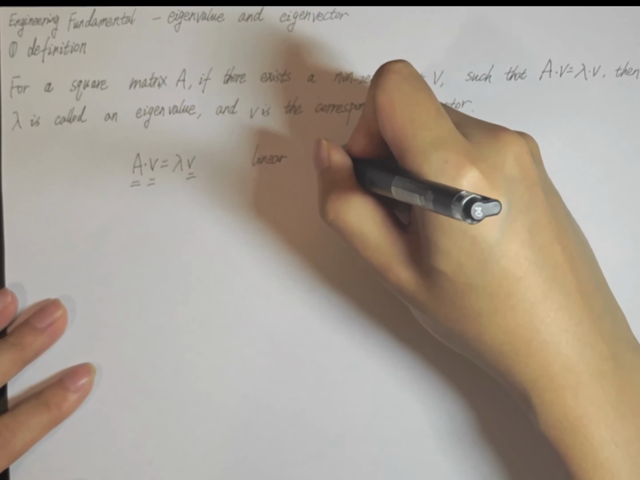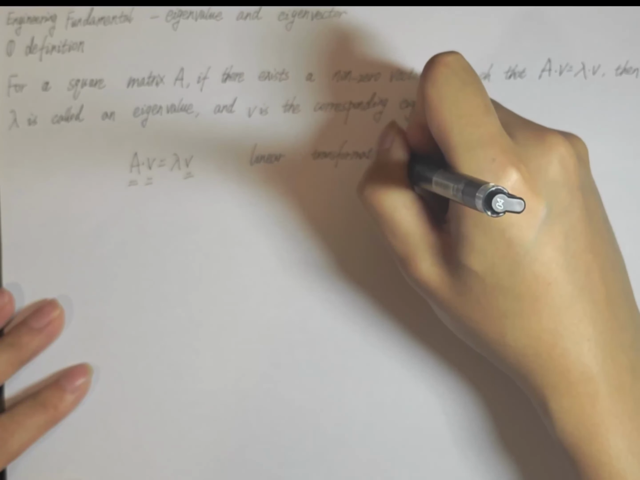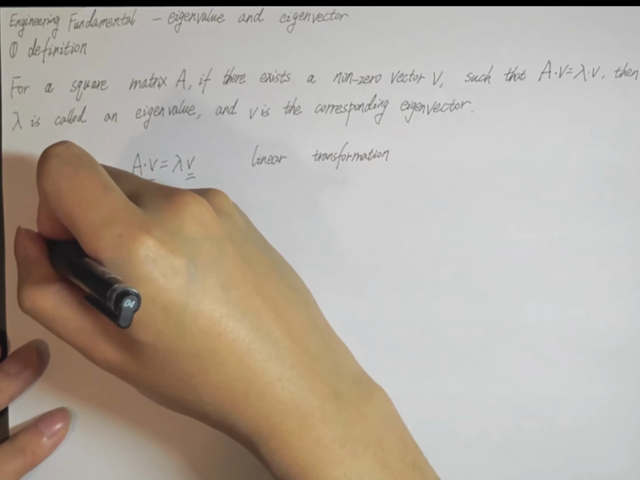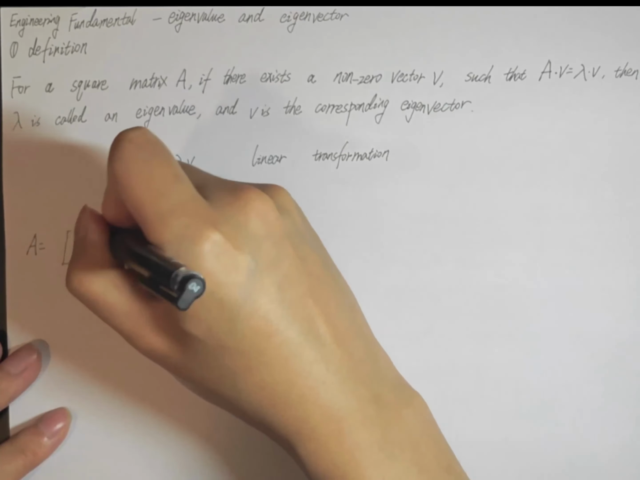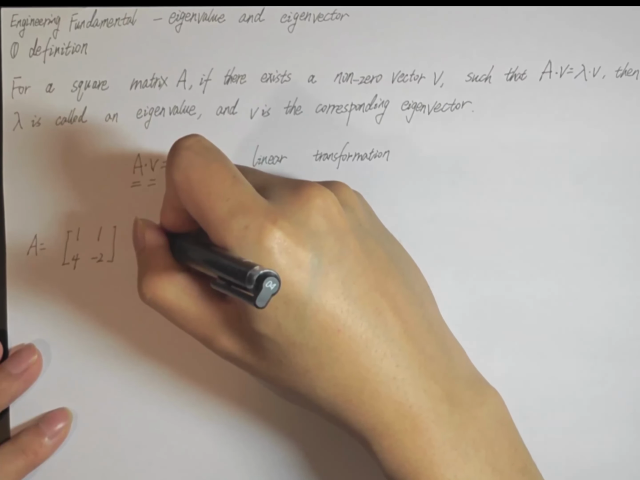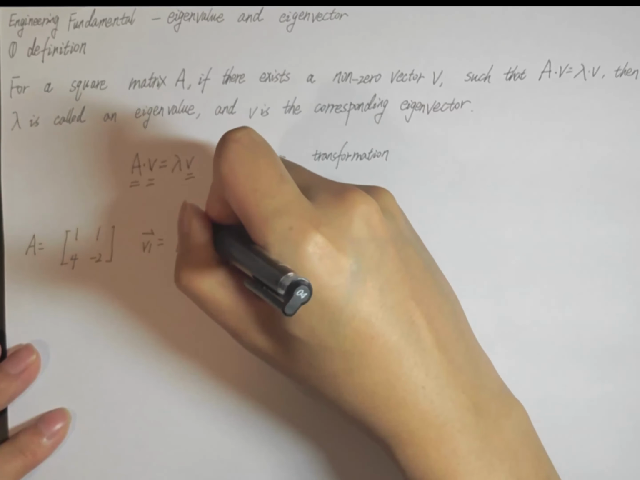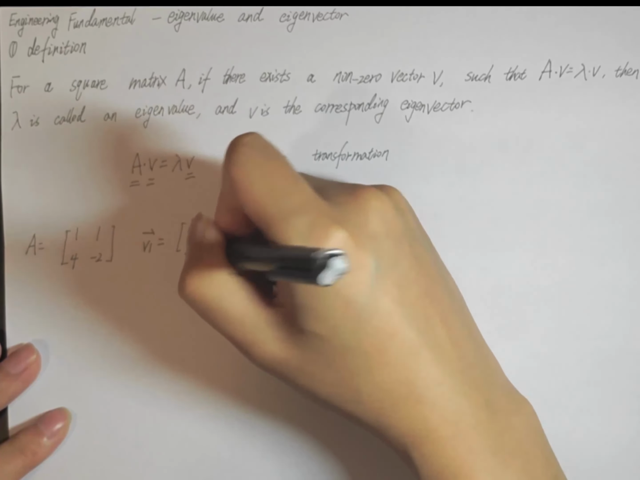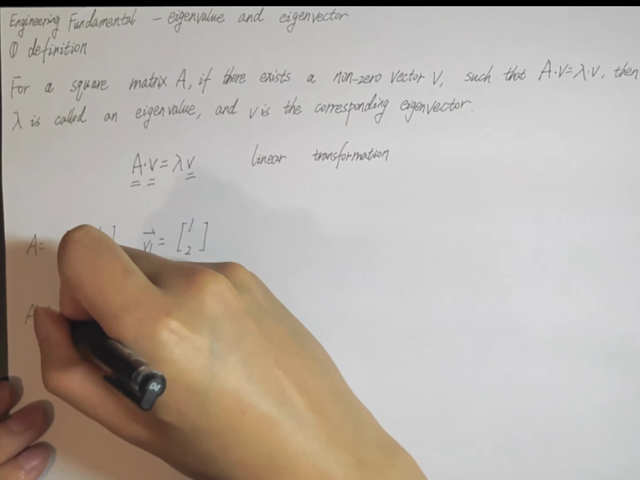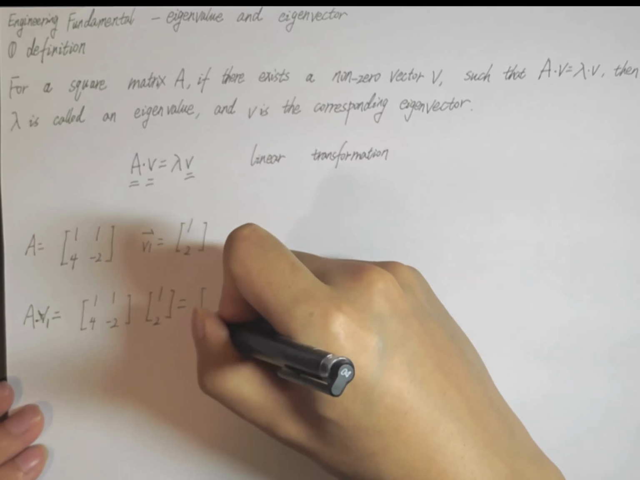And now I'm going to give you an example to help you understand what I just said about linear transformation. At first, I will give you a 2 by 2 matrix A, which is [1, 1; 4, -2]. And I also give you a 2 by 1 vector V1, which is [1, 2]. And now let's do the calculation. Matrix A multiplied by vector V1. This is a simple matrix calculation.